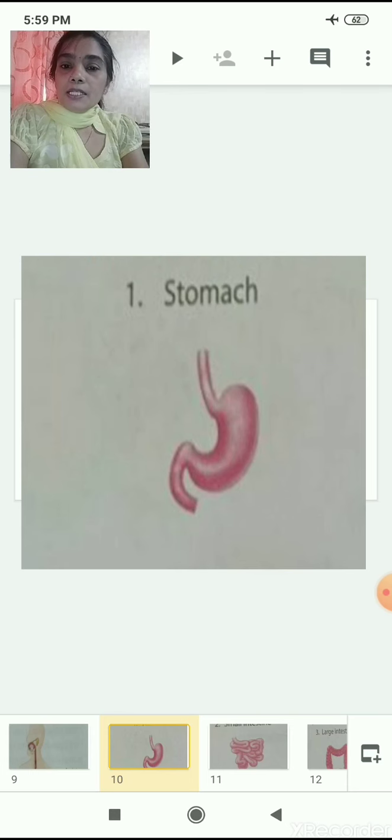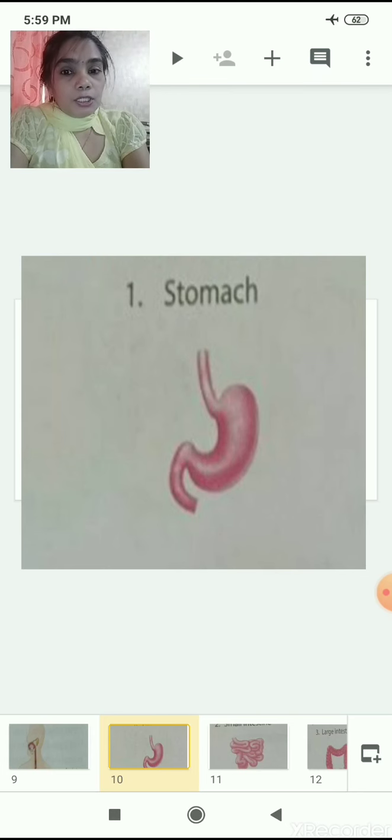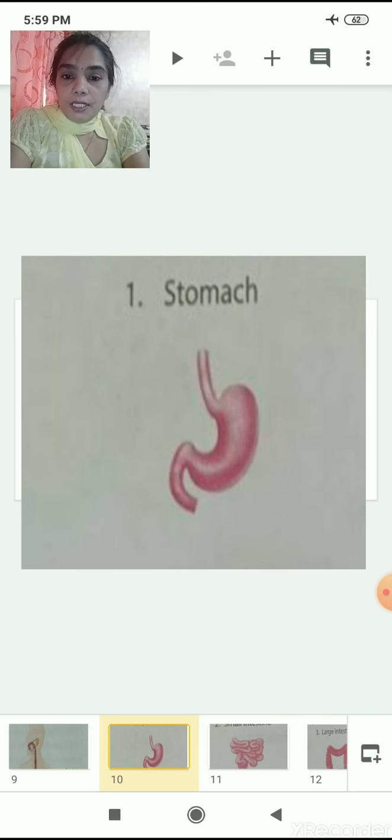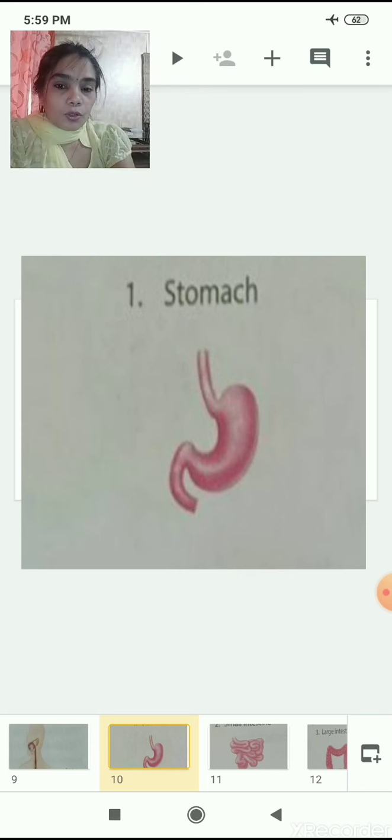The food whatever we are eating remains in the stomach for 3 hours. So what's the function of the stomach? It helps to churn the food, and the juices which are secreted in the stomach help to break down the protein and the fats into simpler substances, right? What does the stomach look like? It looks like a bag-like organ, so it is called the stomach.